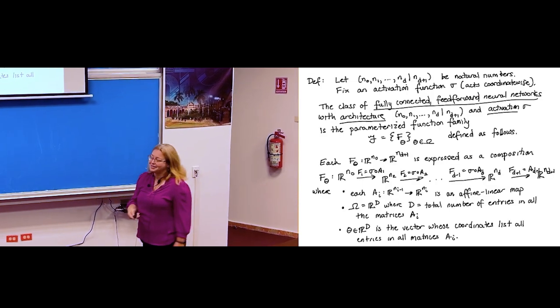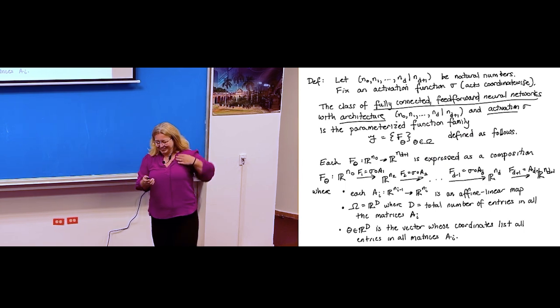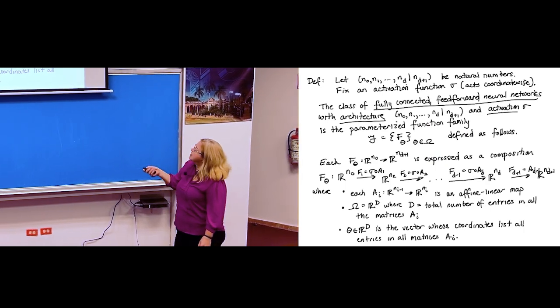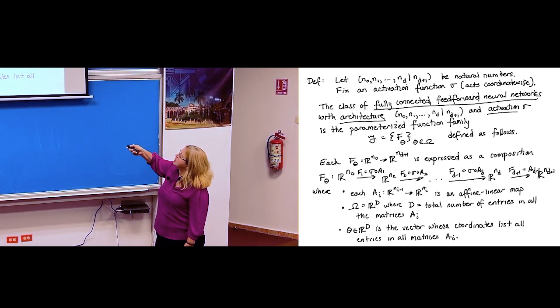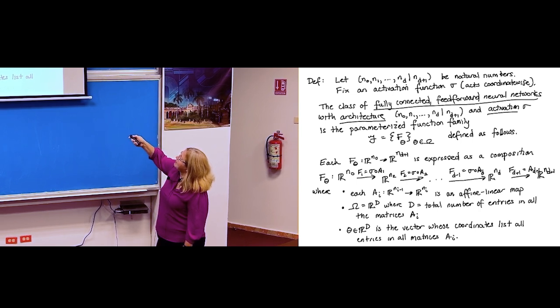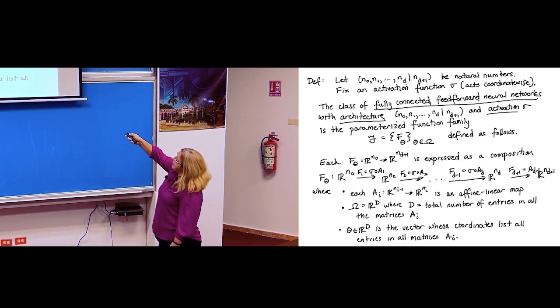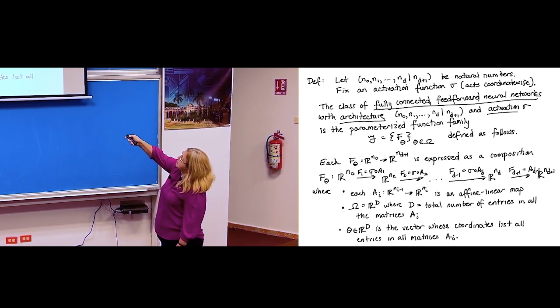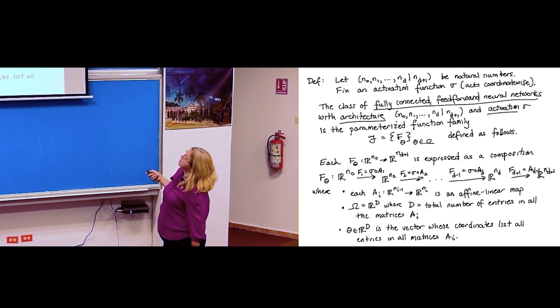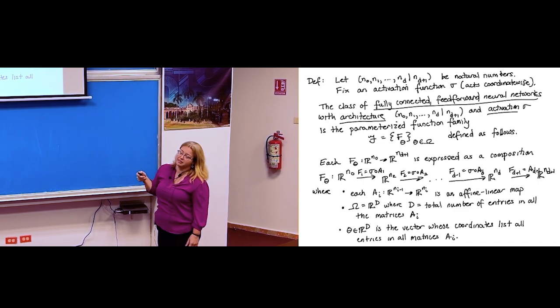We're now ready to define a neural network. So this whole page is the definition. It's kind of a long definition. So you start with a bunch of numbers, n0, n1, all the way up to nd, and then for some reason, which I'll explain, I'm drawing a vertical line, and then another number, nd plus 1. And these are going to be natural numbers, so positive integers. So we start with that, and you also start with an activation function, which acts coordinate-wise. For us, this is always going to be the ReLU function.